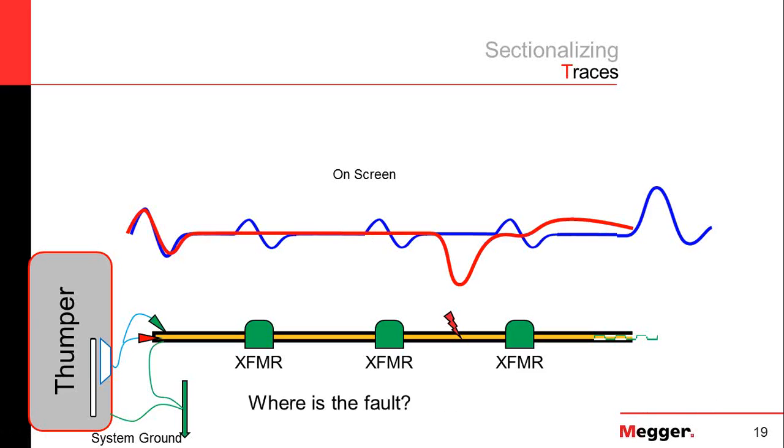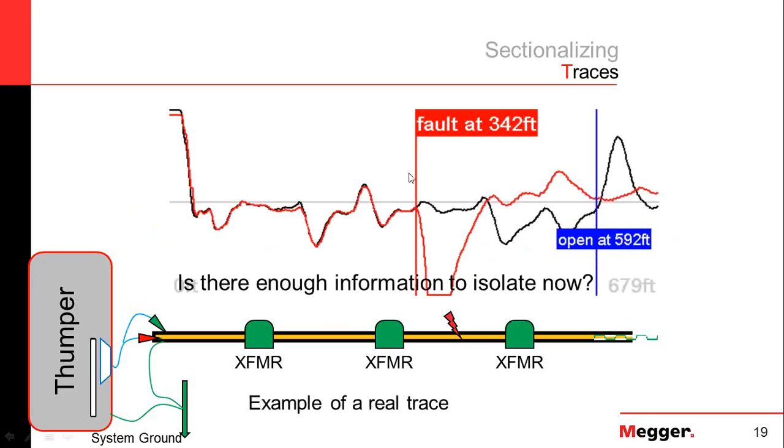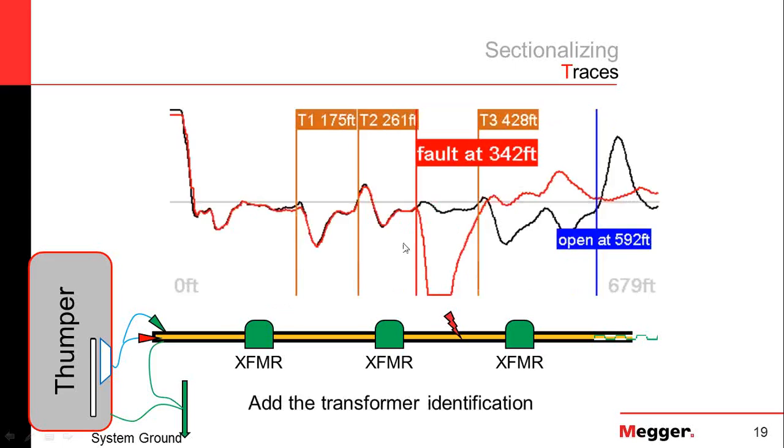No, we can see where the fault is, and here's an example of a real world case where here's the end of the cable. There's some transformers in here, and the impedance changes are not necessarily that uniform. We can clearly see that red V shape where the fault is, but the other thing that we can do is we can also tag or put distances on the transformers themselves.